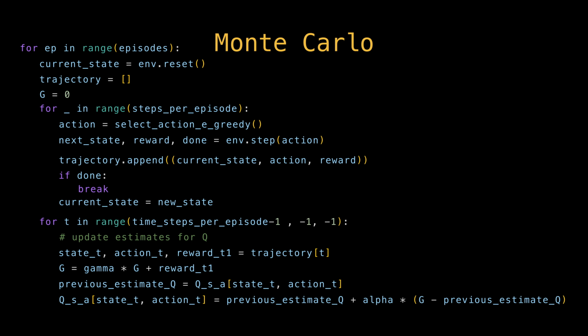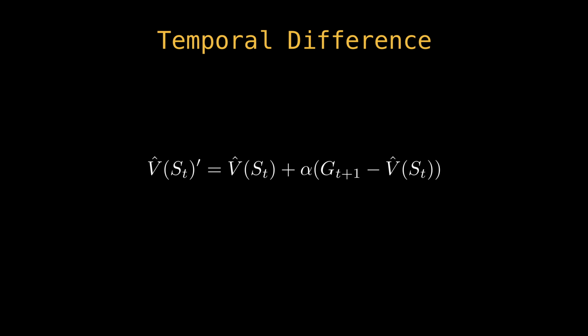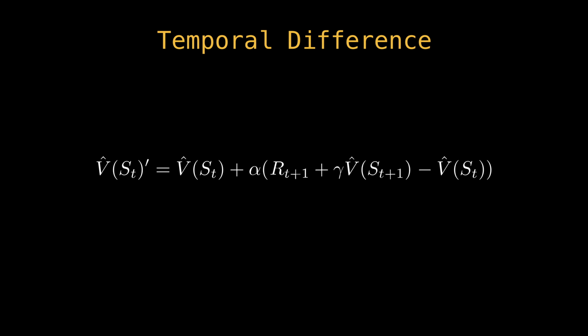A disadvantage of this method is that it cannot be applied to tasks where the episodes do not terminate. This limitation is addressed using the temporal difference method, which updates the estimate of the value function at the current state by moving it closer to the reward obtained plus the discounted expected reward at the next state, which serves as a proxy for the remaining rewards.